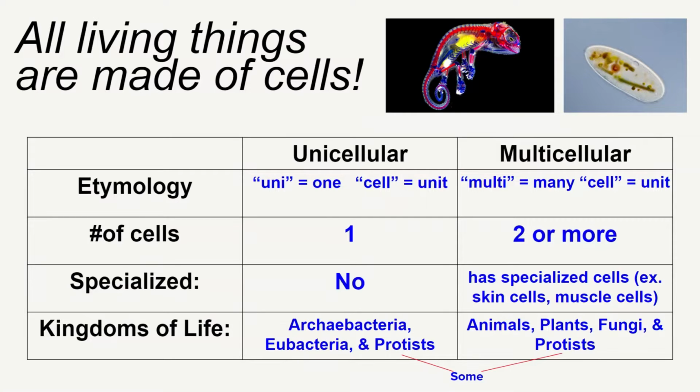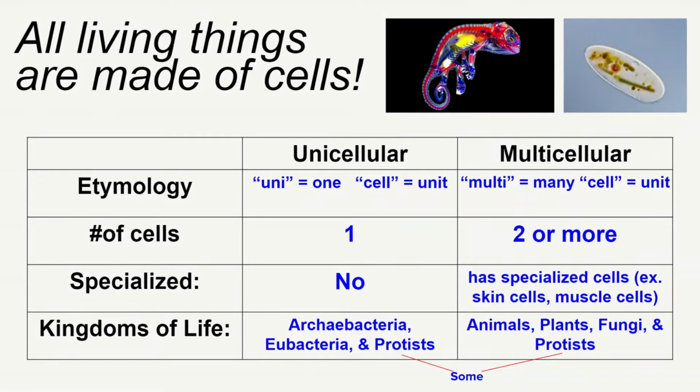Now, back to the very first part of cell theory. All living things are made of cells, and we need to talk about that. In this case, cells is plural, but there are also organisms that are made up of just one cell. In your notes, you have this table. We're going to fill it out. We'll focus on unicellular first and then multicellular.